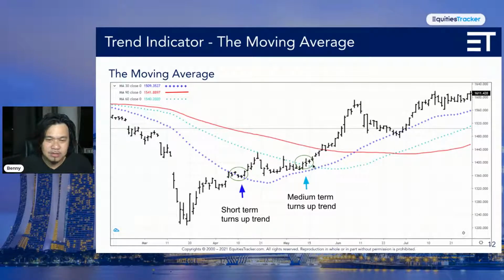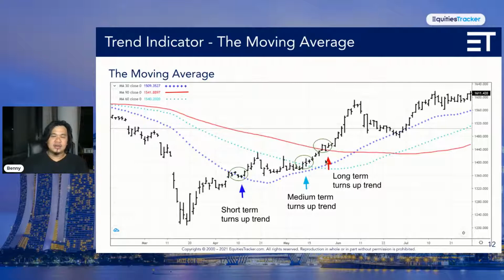But as price continues to go higher, the moment the price goes above that red line, the 90-day moving average, then we see that the long-term trend has also started to turn bullish. So you see over here, if you put a short-term average, it gives you faster indication, right? Of course, if you put a longer-term average, you get more lag, right?